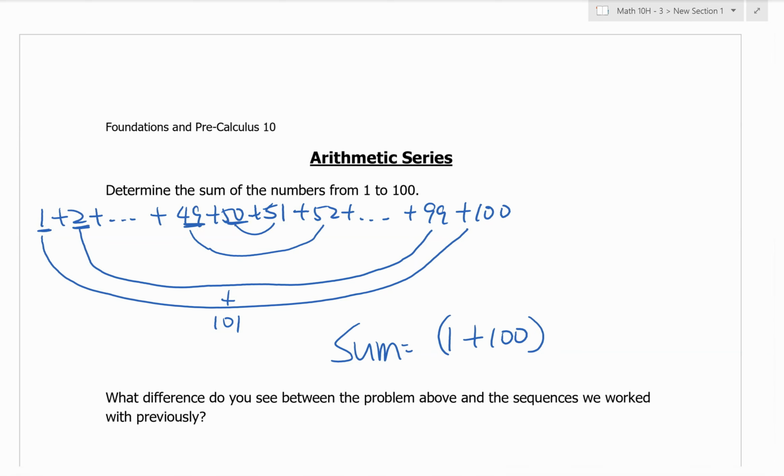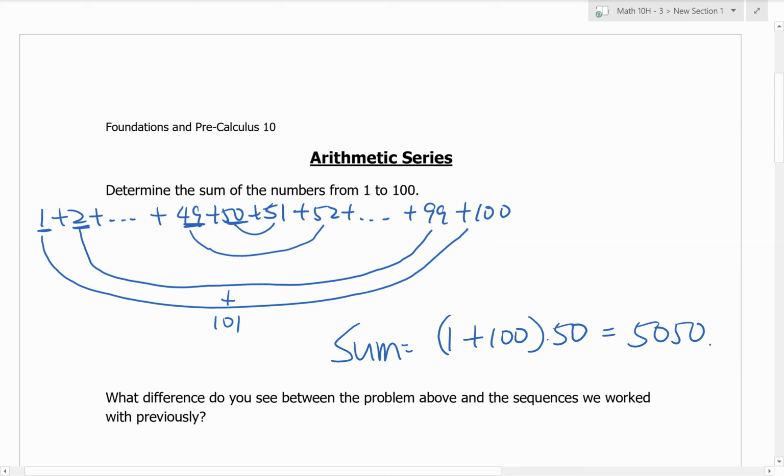Okay, anyways, there are 50 pairs, okay? 50 pairs of 101s, right? Starting from 1 all the way to 50 plus 51. So 50 pairs. And if you multiply this, I believe this is 50 times 101, okay? So that's how we can find the sum of these numbers from 1 to 100.